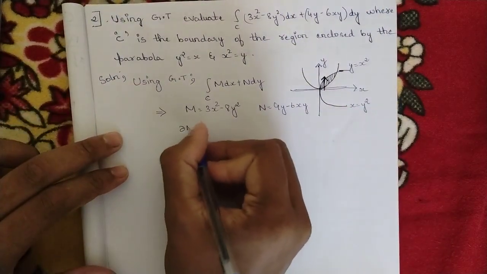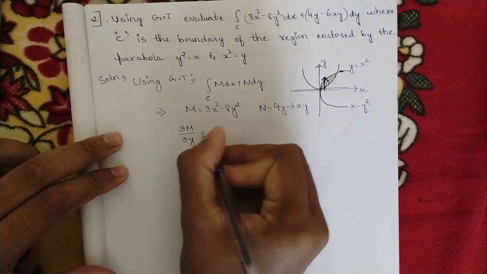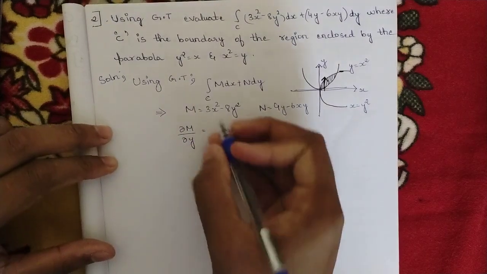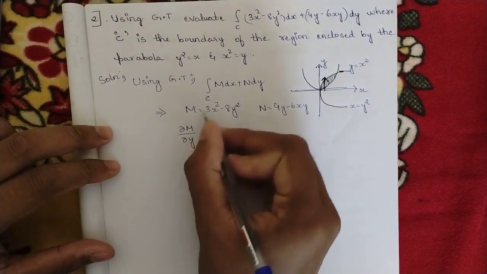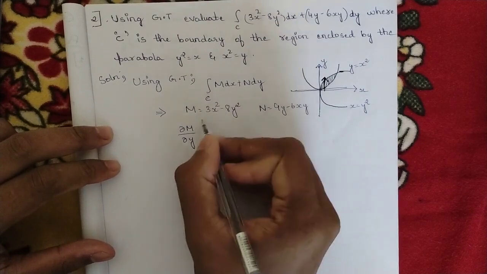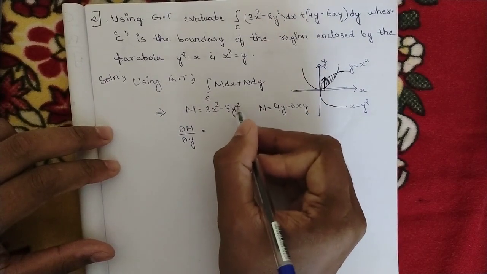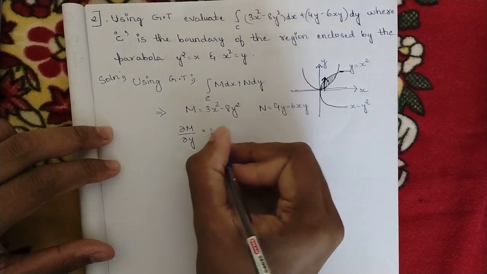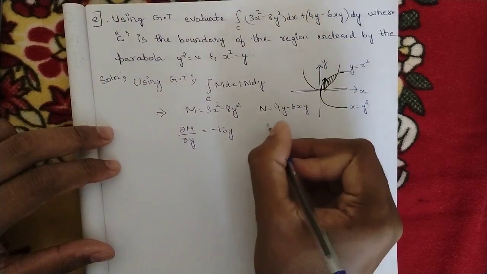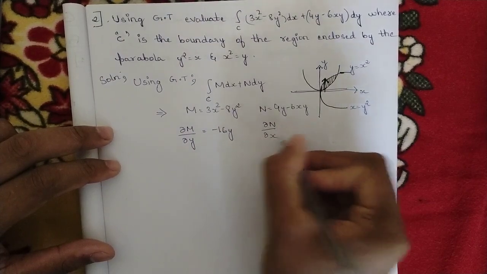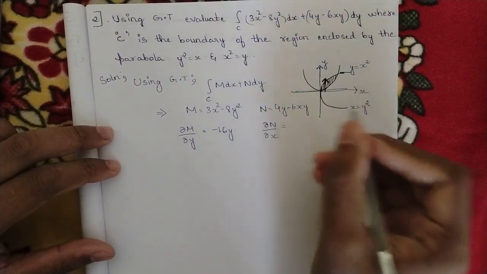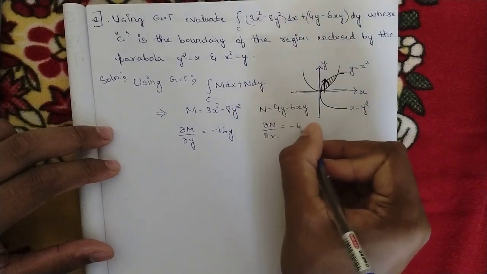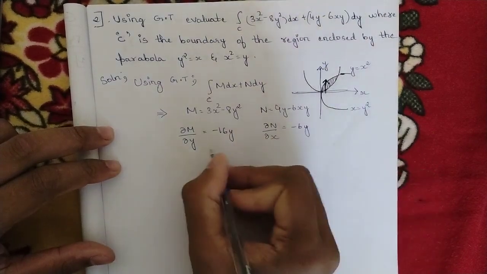So what would dou m by dou y be, because in the formula we have this term. Dou m by dou y is partially differentiating m with respect to y. Here we don't have any y term in the first part; here we have one y term, the differentiation of y square is 2y. So minus 8 into 2y is minus 16y. Similarly, dou n by dou x is n with respect to x. Here we don't have any x term; here we have one x term, the differentiation of x is 1. We are left with minus 6y. Okay.